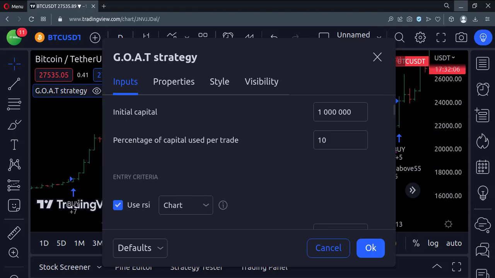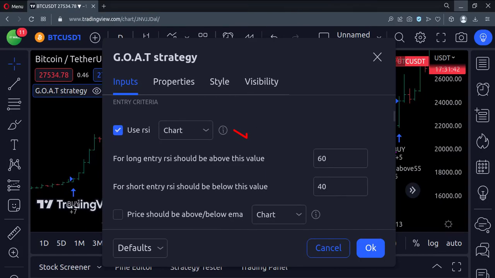All right. Now let's see how this strategy initiates the entry points. Under the entry criteria, you can see the first entry option as RSI. If you want to use the RSI for the entry, you can select this checkbox, as shown here. Also, if you want, you can select a higher time frame RSI from here.